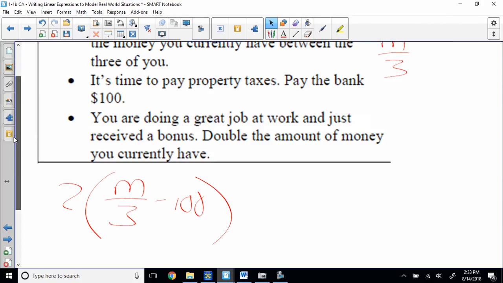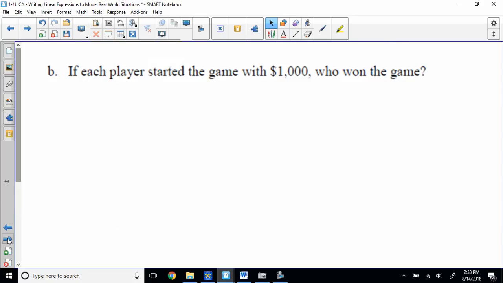Okay, will you see this again? Oh, yeah, you'll see these types of problems. Now, here's part of your homework. If each player that started the game was given $1,000, who won the game? So what they're saying is M equals $1,000.